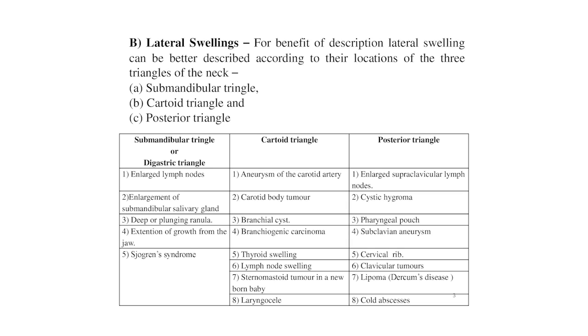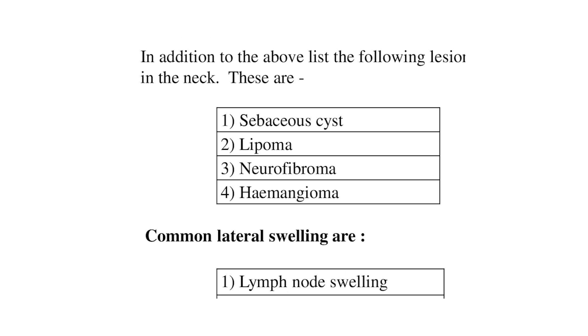And the third type of lateral swelling in the neck is in the posterior triangle: enlarged subclavian lymph nodes, cystic hygroma, pharyngeal pouch, subclavian aneurysm, cervical rib, clavicular tumors, lipoma, Dercum disease, and cold abscesses. In addition to the above list, the following lesions can occur anywhere in the neck: sebaceous cyst, lipoma, neurofibroma, and hemangioma. Common lateral swellings are lymph node swelling, salivary gland enlargement, thyroid enlargement, branchial cyst, and lipoma.